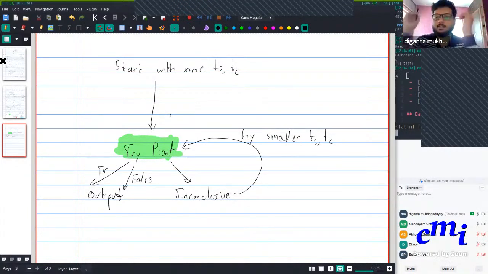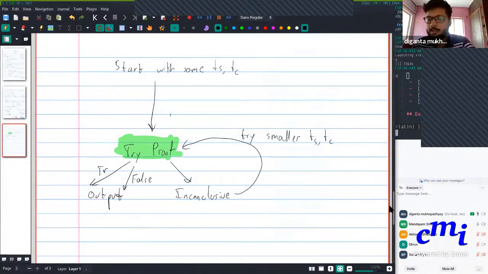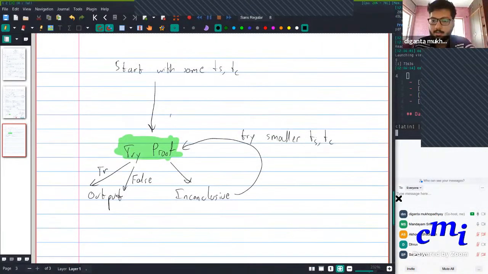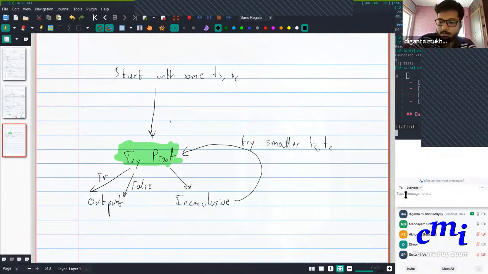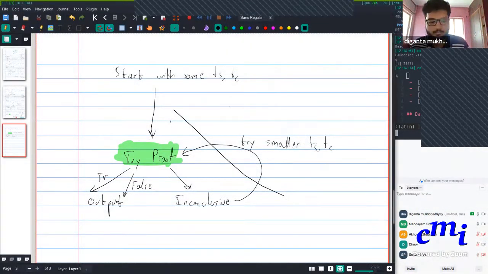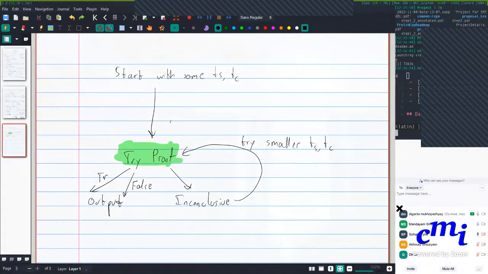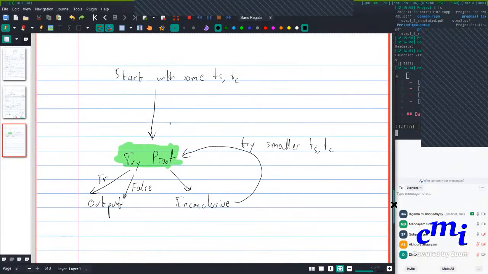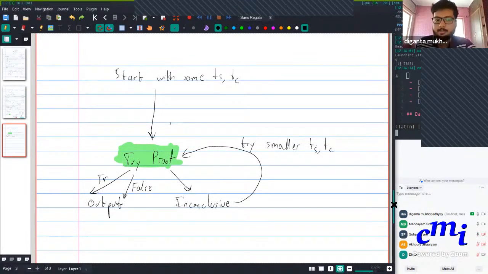Yeah, that's the sort of... So the big picture idea of what TS and TC should be is clear, everyone? What is the purpose of TS and TCs? Yeah, it's clear. It's not clear. No, it's clear. Okay. Yeah.